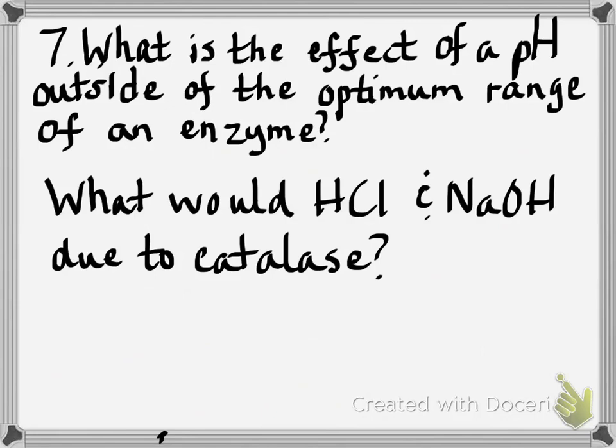Okay, so what do you think the effect of a pH outside the optimum range of an enzyme would be? Would you say that a high pH or low pH would speed up an enzyme? No. What would you say? Slows it down. As a matter of fact, it looks like it stopped it. Yeah, it stops the enzyme.